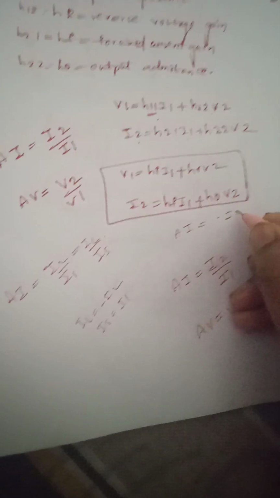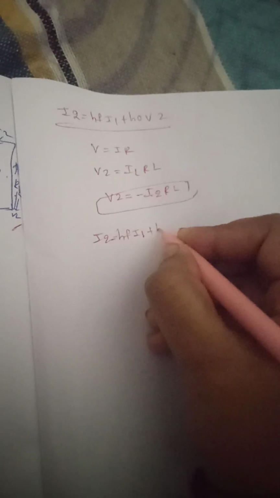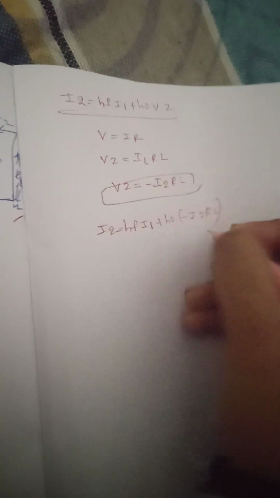So AI is equal to, in the place of IL, substitute minus I2 by I1. Now let us consider I2 is equal to Hf I1 plus H naught V2. We know that V is equal to IR. Similarly, V2 is equal to IL RL. In the place of IL, substitute minus I2 RL. Substitute V2 in this equation. Now I2 is equal to Hf I1 plus H naught into minus I2 RL.